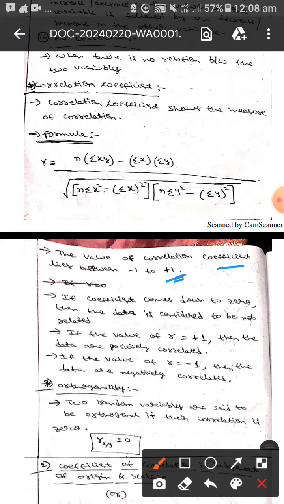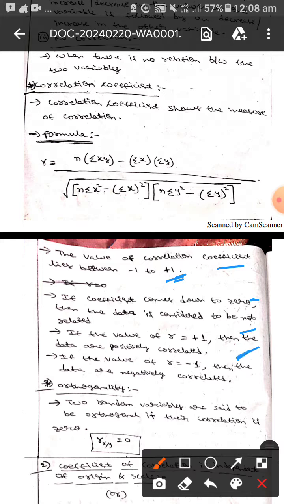If the coefficient comes down to 0, then the data is considered to be not related. Whereas if the value of r equals positive 1, like plus 1, then the data are positively correlated. If the value of r equals minus 1, then the data are negatively correlated.